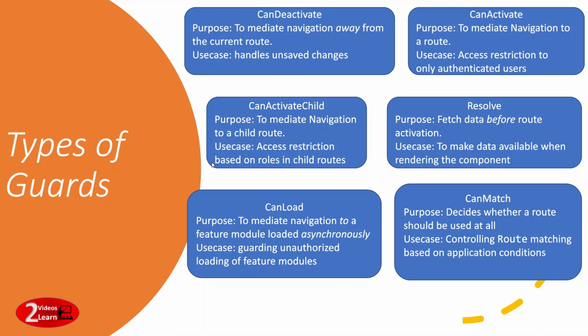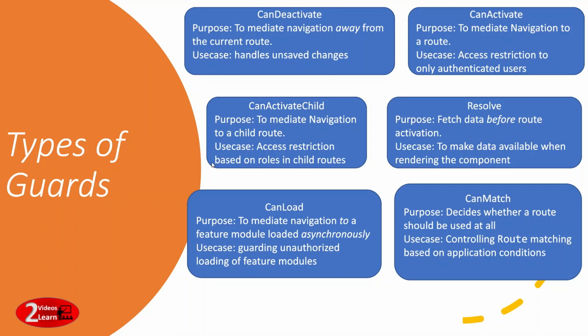Then we have the canActivate guard, and the purpose is to mediate the navigation to a route. The use case is that in an application, if unauthenticated users are trying to access the application, we have to restrict that, right? So we can use the canActivate guard for that. Then we have the canActivateChild guard, and the purpose is to mediate the navigation to a child route. There might be scenarios within the parent where there are different child routes, and we have to restrict the access based on the roles in the child routes. In that case, we can use the canActivateChild guard.